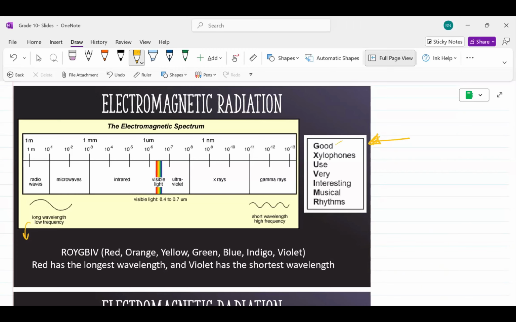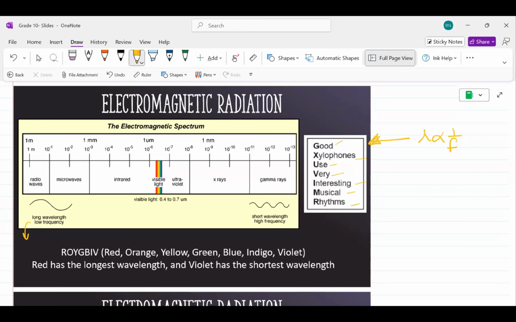Good stands for gamma rays, xylophone stands for X-rays, ultraviolet, visible light, infrared, microwaves, and radio waves, right? So like I was saying, wavelength is inversely proportional to frequency, which means that if you have a low frequency, that means you have a long wavelength. And if you have a high frequency, that means you have a short wavelength.